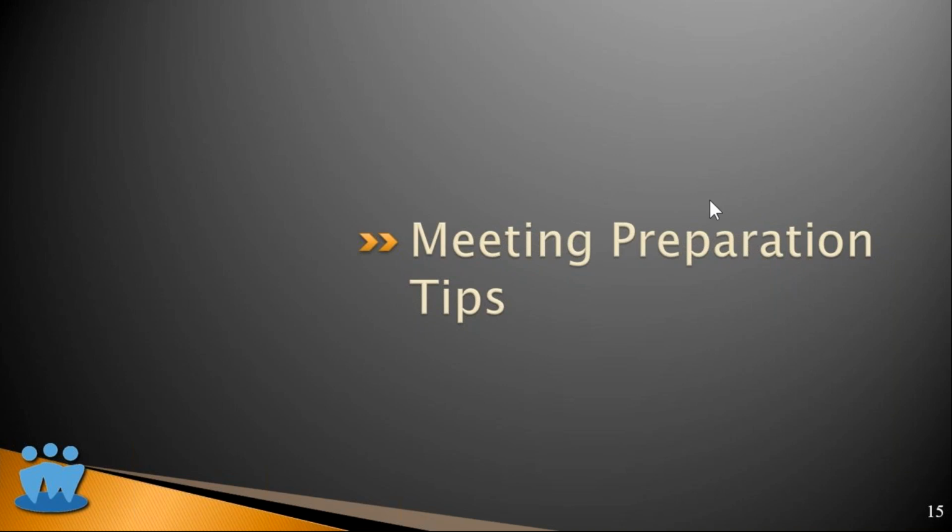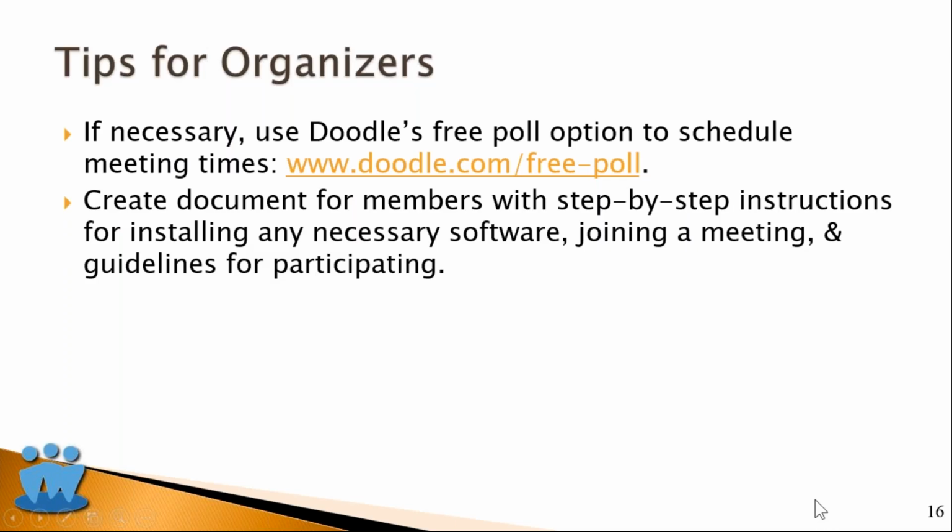All right, so let's talk about meeting preparation tips, getting ready for the meeting by meeting role. So for organizers, there's a tool that I wanted to point out called Doodle Polls. It's an option to schedule meeting times. If you want to know when everyone's available, you can send out a Doodle poll. Everyone selects the times that they're available, and then you can come back and you've got one meeting time that works for as many people as possible.